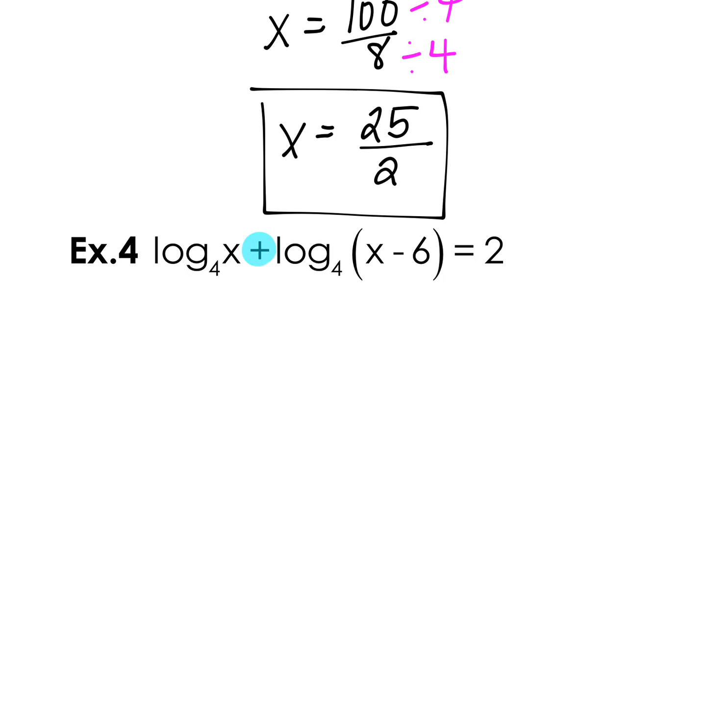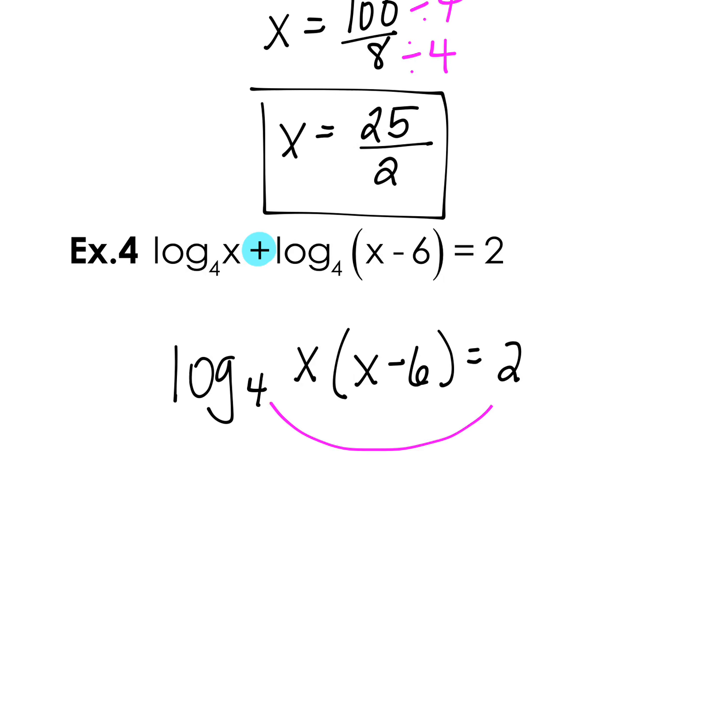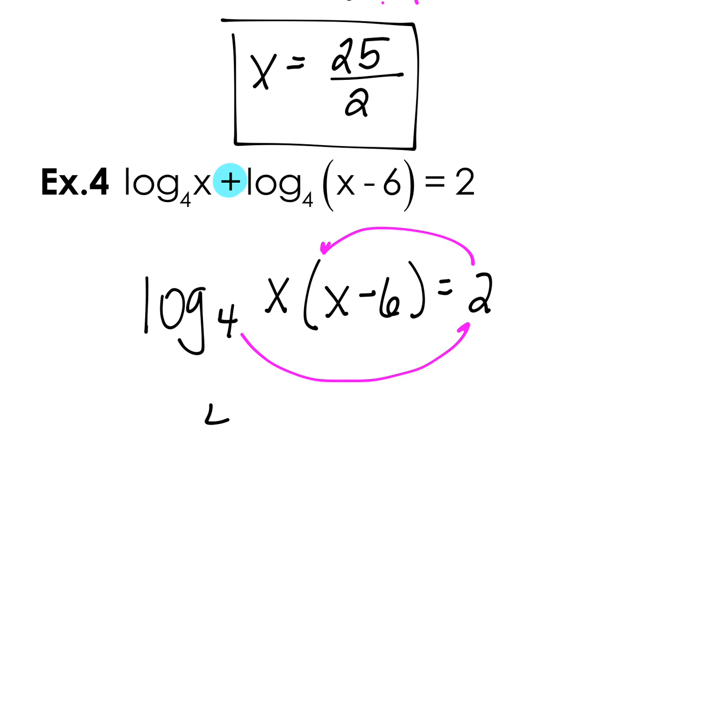Okay, so it's a plus, so to condense it, I'm going to multiply. So I have x times x minus 6 is equal to 2. Okay, well, we can do our loop-de-loop here to change it, and you get 4 squared is equal to x times x minus 6. And now we're solving for x.